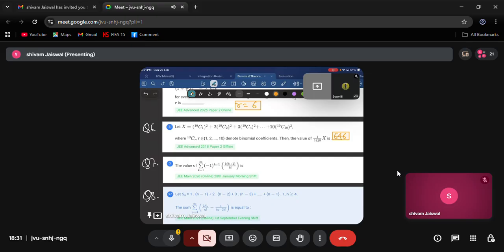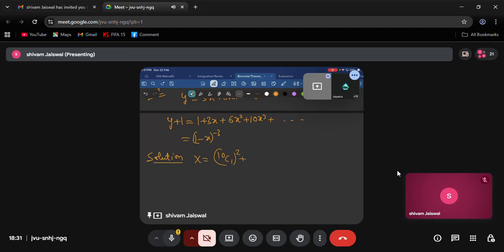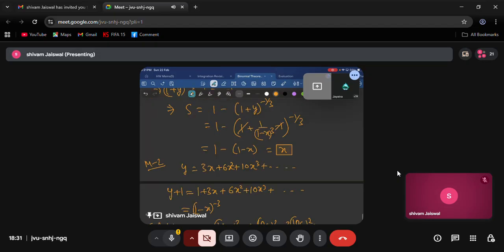Sir, can you please solve this? Okay, solving this one. So x is equal to (10C1) whole square plus 2 into (10C2) whole square plus 3 into (10C3) whole square plus and so on up to 10 into (10C10) whole square. Okay, so let us start. X is equal to (10C1) whole square plus 2 into (10C2) whole square plus 3 into (10C3) whole square plus and so on.